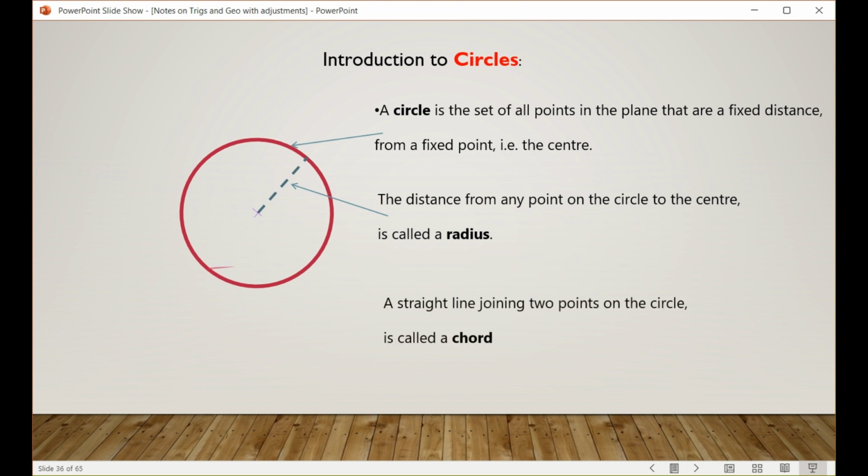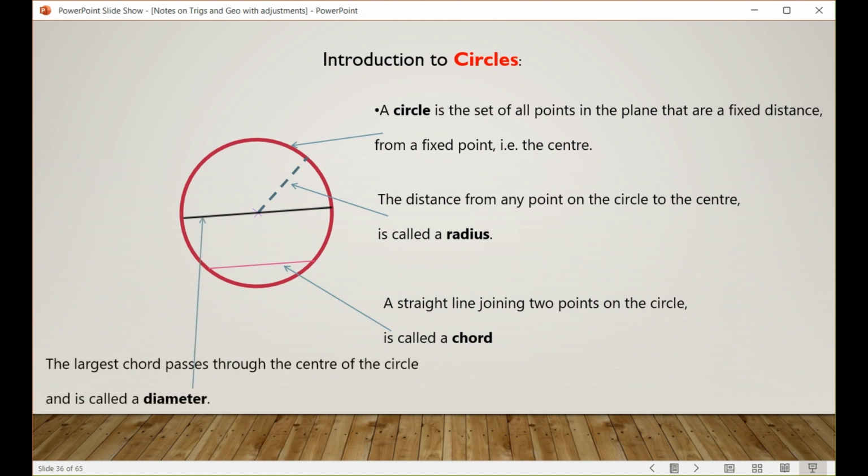And a straight line joining 2 points on the circumference, on the edge of the circle, is called a chord. And if we take this chord and we move it, where it remains a straight line and it's going upwards, it's going to get longer and longer until it reaches its maximum length. And at that maximum length, the longest chord that is possible, because if it continues to go upwards, it will start to close down or the distance will reduce. So what can we say? The largest chord passes through the center of the circle, and that is called the diameter.